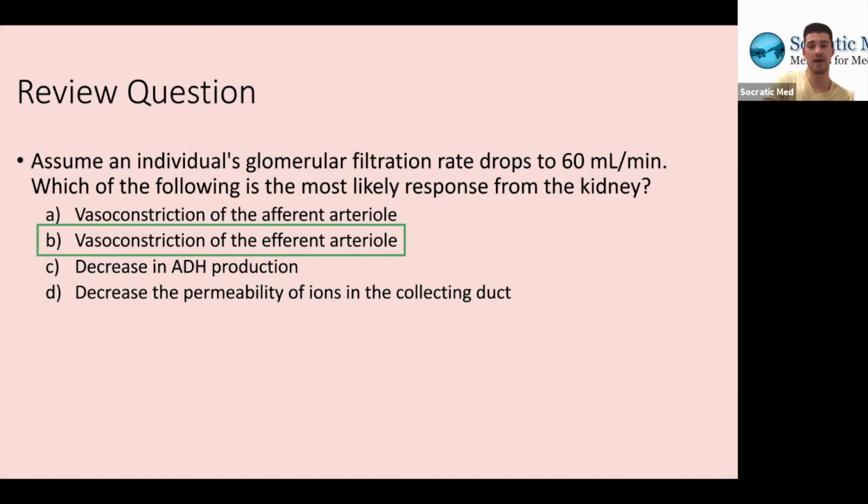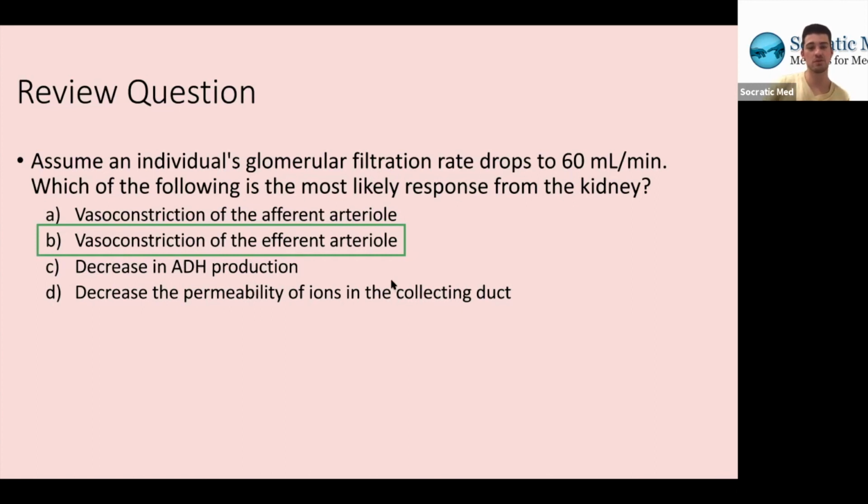Decreasing the permeability of ions in the collecting duct. That would also decrease because, again, what we'll talk about in a little bit is aldosterone actually increases permeability and causes water to come back in to follow the ions up through the collecting duct.